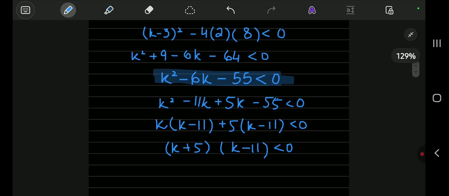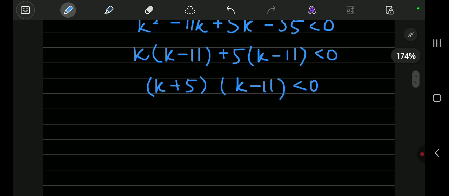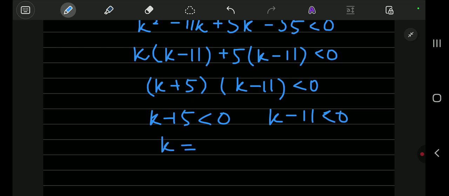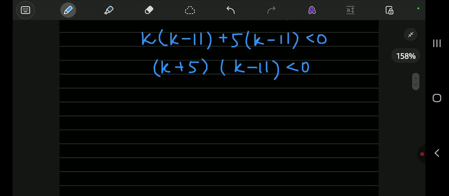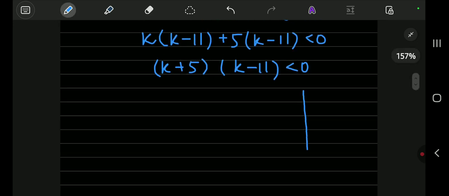As this is an inequality, we cannot just do it like this, that k plus 5 is less than 0 or k minus 11 is less than 0, and then we get k equals to minus 5 and k equals to 11. No, we cannot do this for inequalities. How do we solve the inequalities? We always make a graph for it. Okay, and what kind of a graph for this particular inequality will it be?